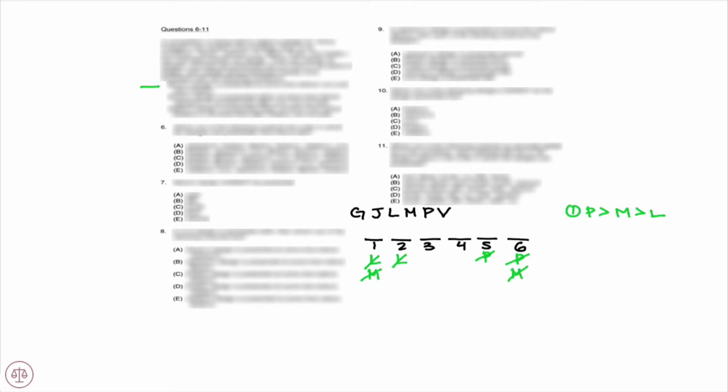Okay, rule number 2. Green's design is presented either at some time before Jackson's or at some time after Liu's, but not both. So that means if Green is not before Jackson, so if Green is after Jackson, then Liu will be before Green. Or if Green is before Liu, then Green is also before Jackson.